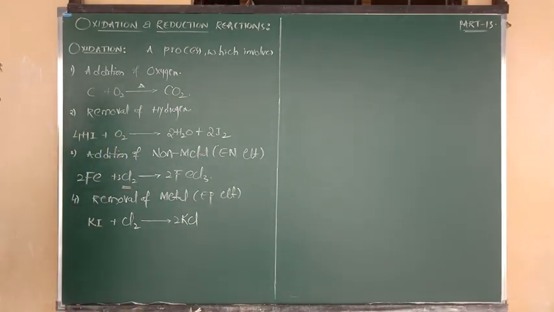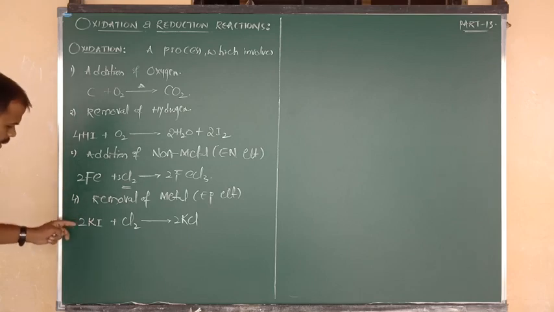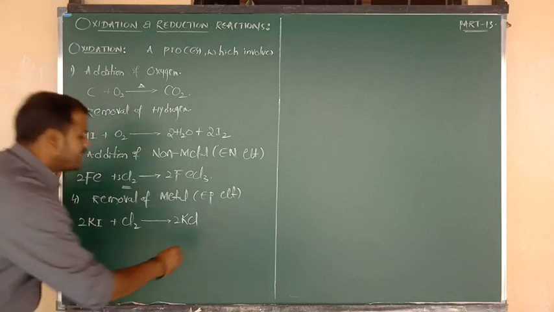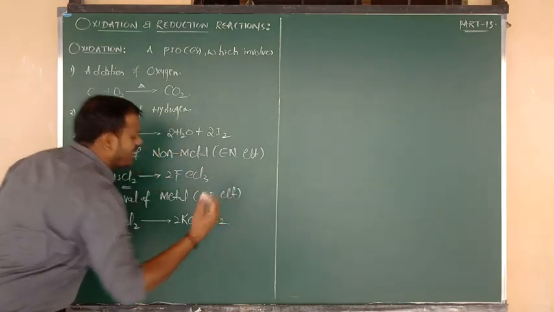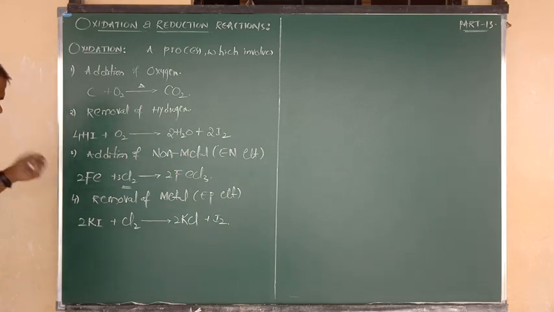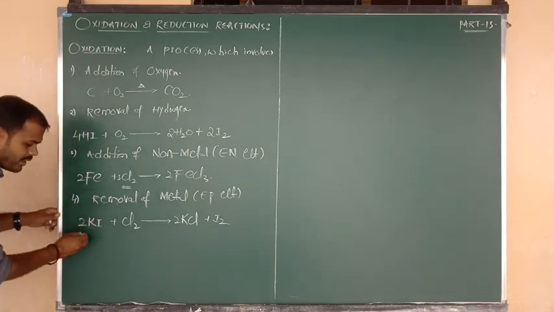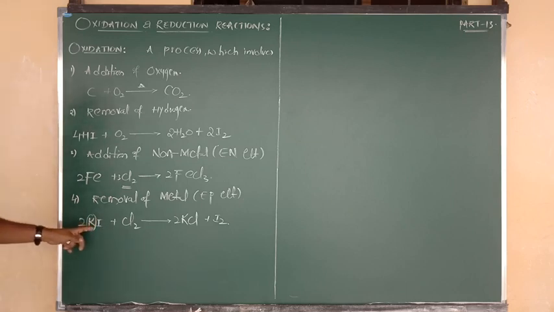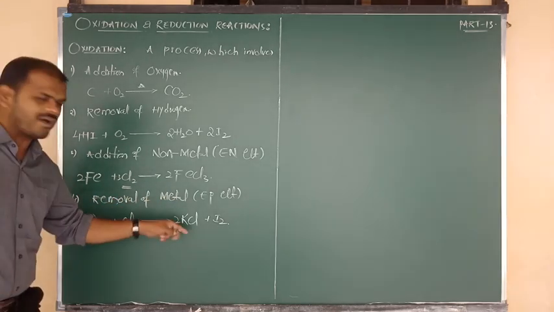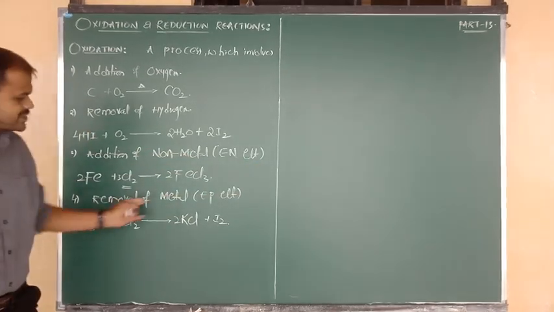Now here how many potassiums are there? 2 potassiums are there. Yes, here also I am going to write 2 potassium. Now how many iodines are there? In potassium iodide, 2 iodide ions are there. They change into the product, that is nothing but I2. I hope you understand. So once again, from potassium iodide we have to remove the metal, that is potassium. Potassium was removed in the form of KCl, and iodide changes into iodine.